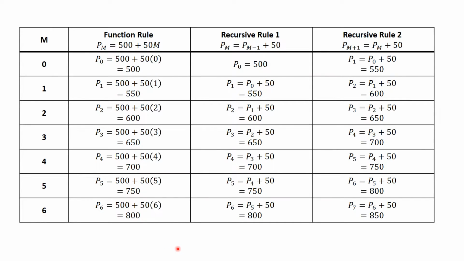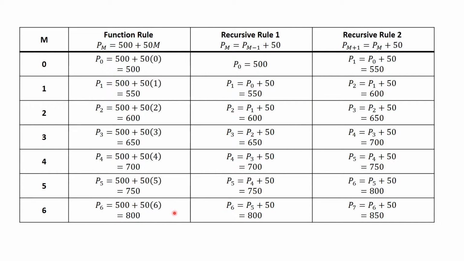Here's a table comparing the three rules we just looked at. In the far left column, we have m, the number of minutes that have passed since boarding began. The next column contains the results of the function rule calculation. Notice that it only depends on the value of m that we choose, and we could skip around the table as much as we please to calculate the ship's population for any time m. For example, if I wanted to know the population at time m equals 6, I would only have to plug in 6 into this formula and calculate the answer of 800.